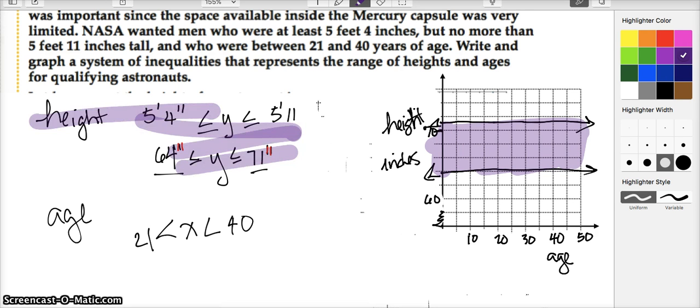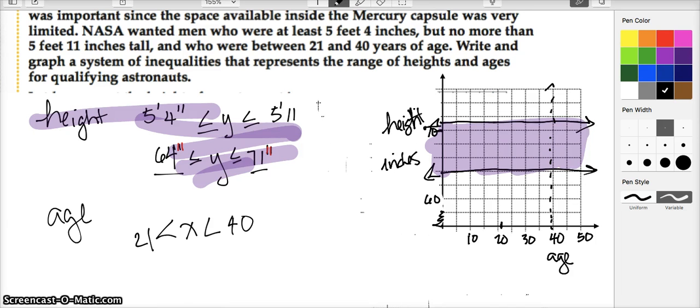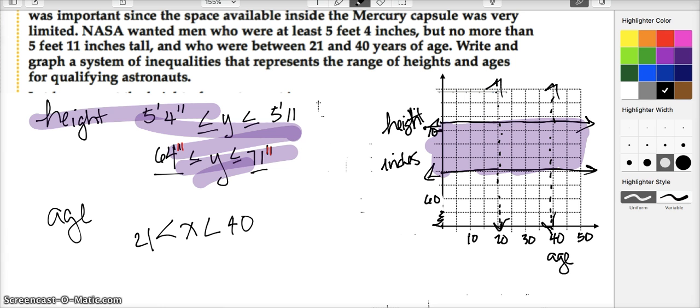Give us that over there. And then our vertical portion or our age limit would be from 21, which would be about right here, to 40, which is here. But I'm going to have dotted lines. Kind of against my better judgment, but I think we can say that it's dotted lines here because they didn't say including. And then I'm going to shade in between these guys as well. There.